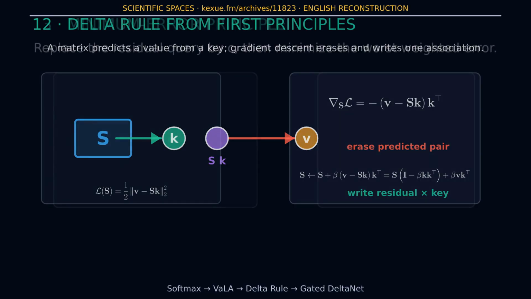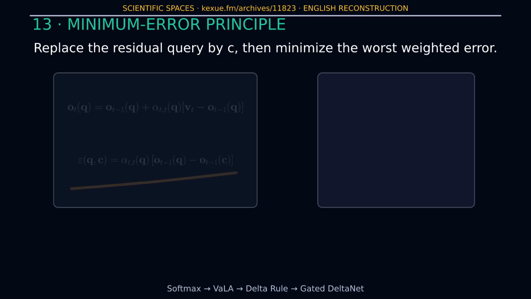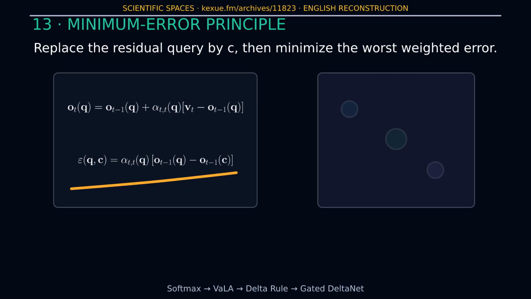Return to the residual query. Replace it with a fixed vector c. The approximation error is alpha_{t,t} evaluated at q, multiplied by the difference between the old output at q and the old output at c. Choosing c equal to the current query makes one location exact, but the state must serve future queries too.